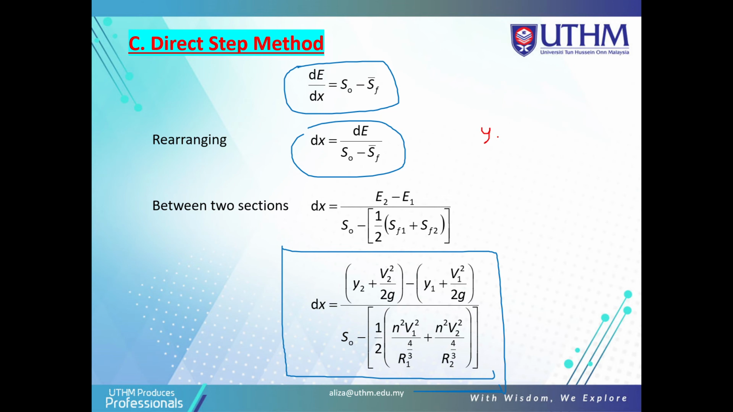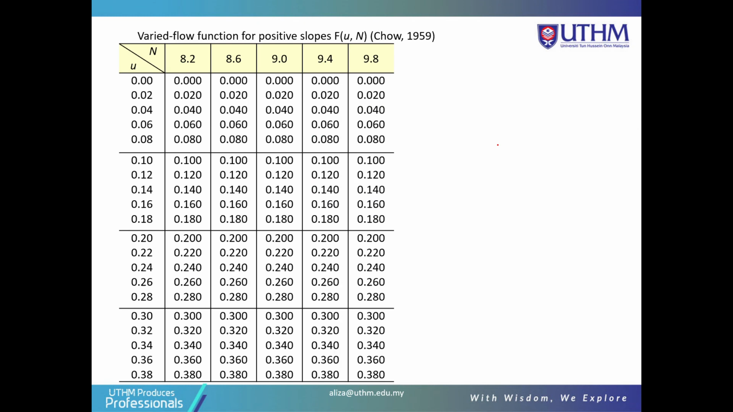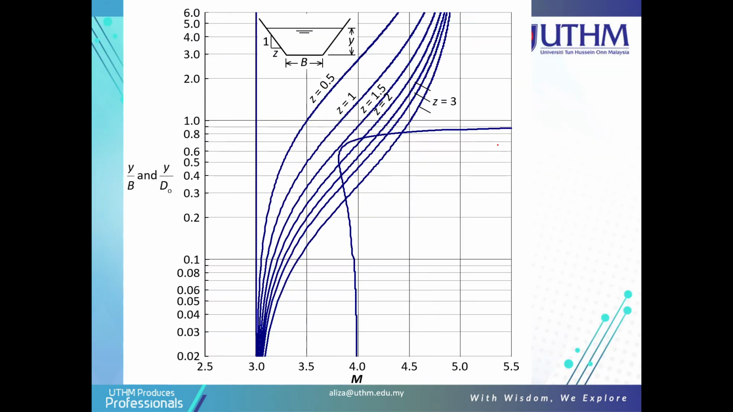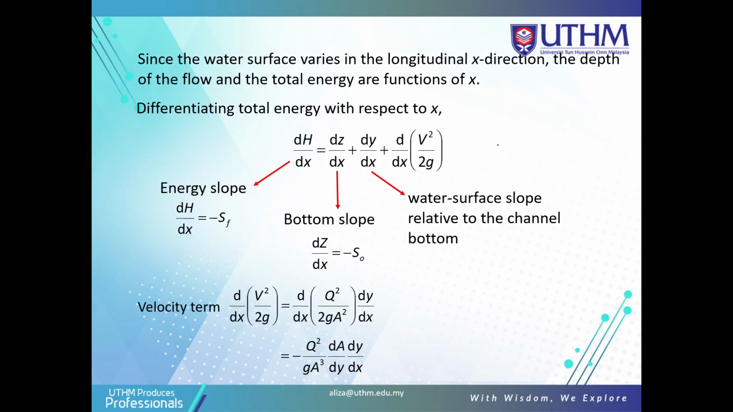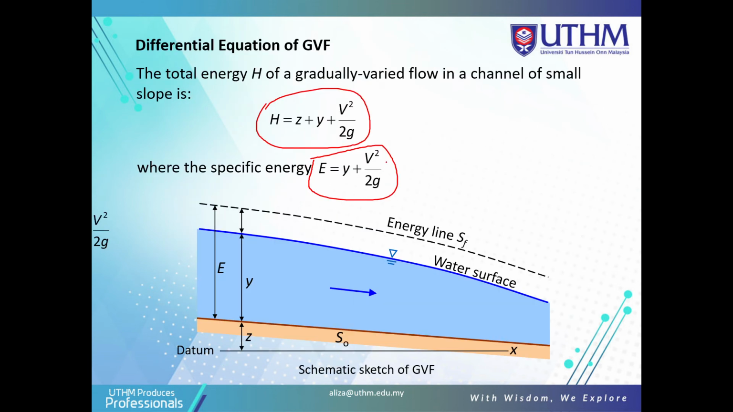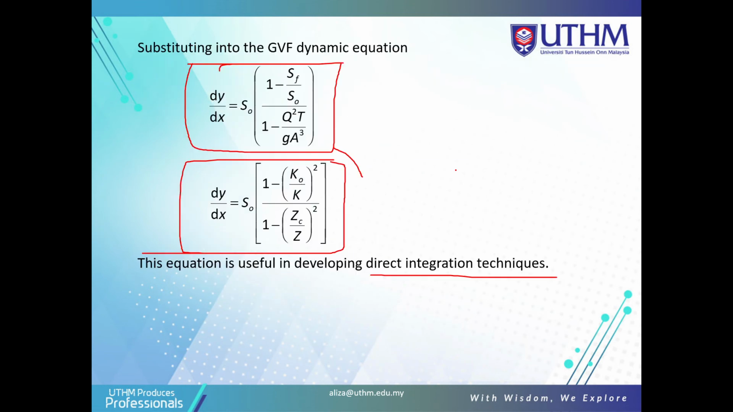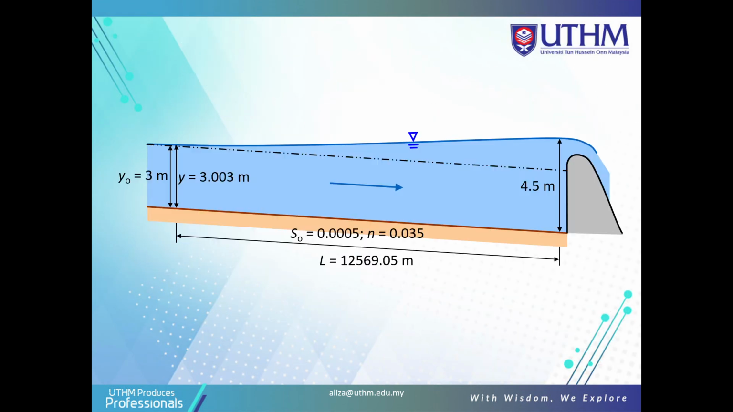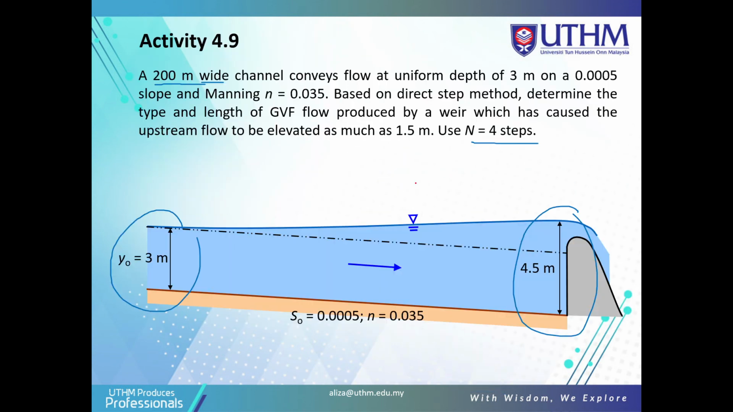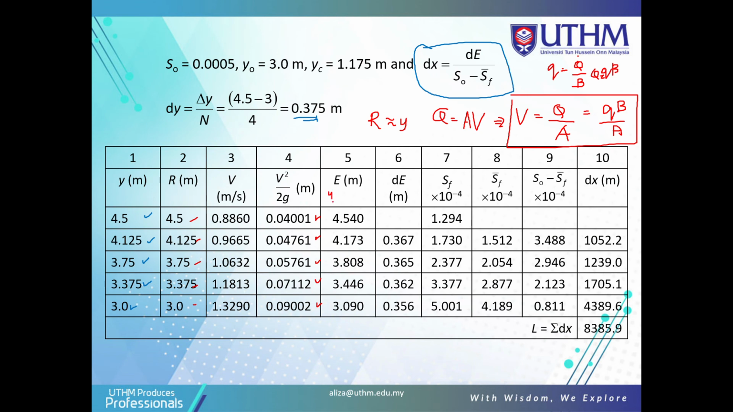E is the Y plus the specific energy that you find from here. E is the Y plus V squared over 2G, so you get the E for this one. E is the Y plus V squared over 2G. So you get the Y.